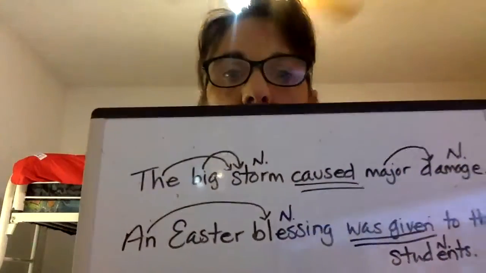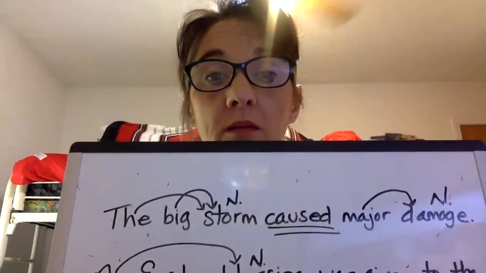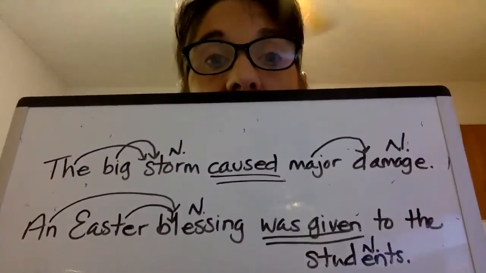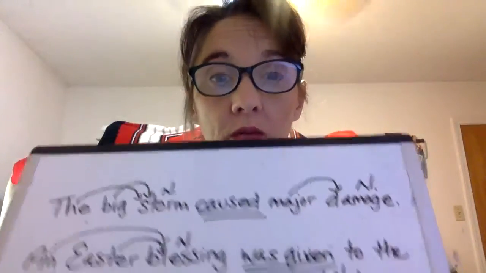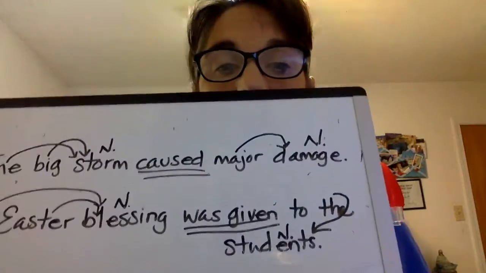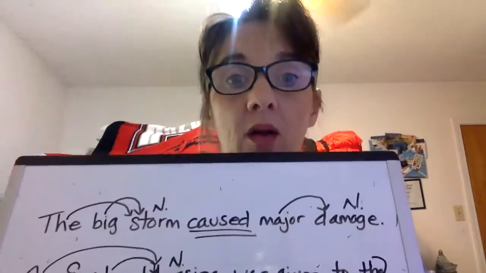So I'm going to draw my arrow. What kind of blessing was it? It was an Easter blessing. So I'll draw my arrow to blessing. Make sure those arrows are pointing the right way. Now I have "to the students." Those are the words I have left. Students I've decided is a noun. They're people. And the is an article. So I'm going to draw an arrow, and it's kind of a funky arrow, but that's okay. From the to students, because the is an article pointing out that students is a noun.